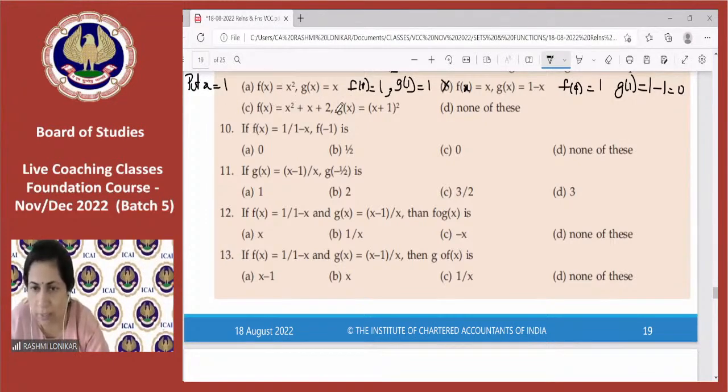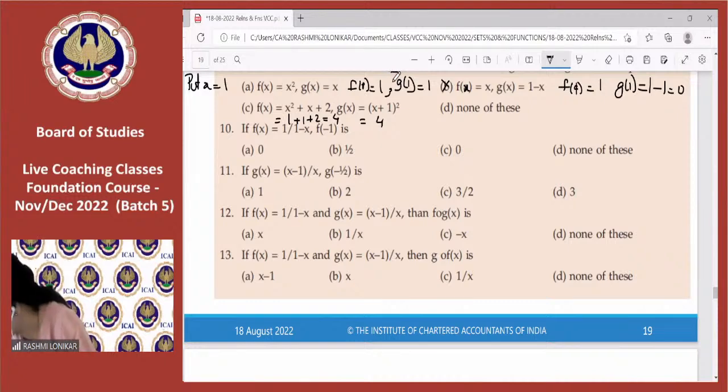Now let us check this also. I will put x as 1. So this is 1 square plus 1 plus 2. How much is this? This is 4. And this is how much? 1 square plus 1 plus 2. And this is 1 plus 1, 2 square. Okay.